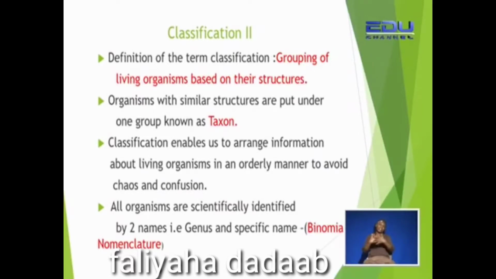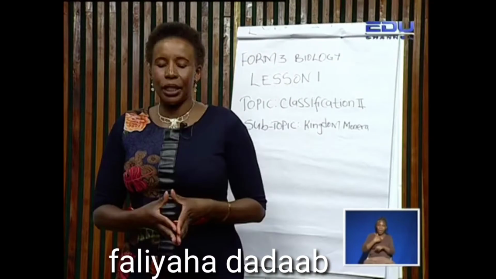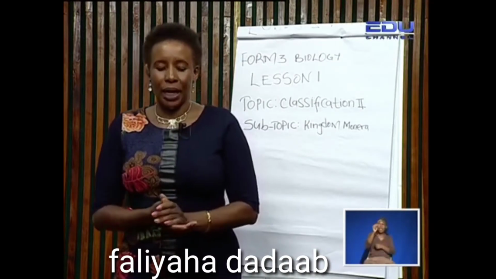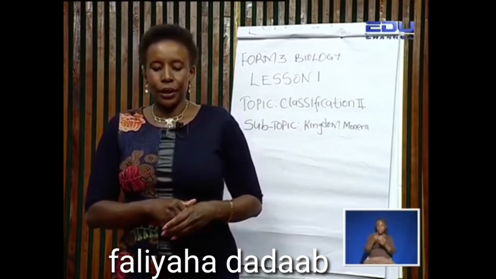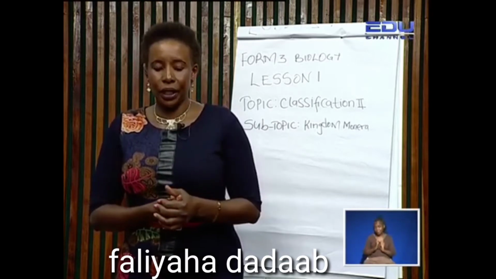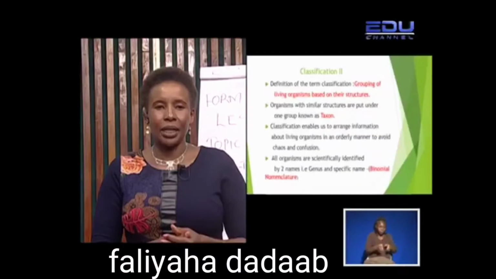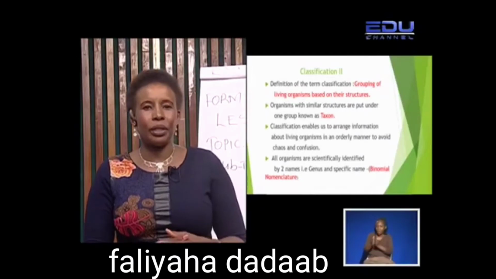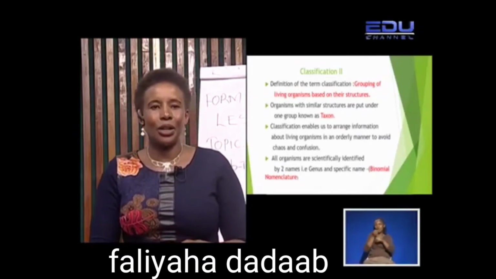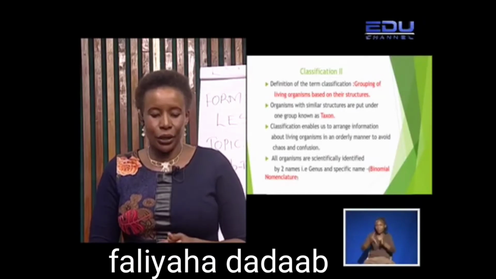So when we are grouping these living organisms, we use their external structures and we put them in one group known as a taxon. So in Form 1, there were 7 taxonomic units of classification which were discussed. So this classification enables us to arrange information about living organisms in an orderly manner in order to avoid chaos and confusion.